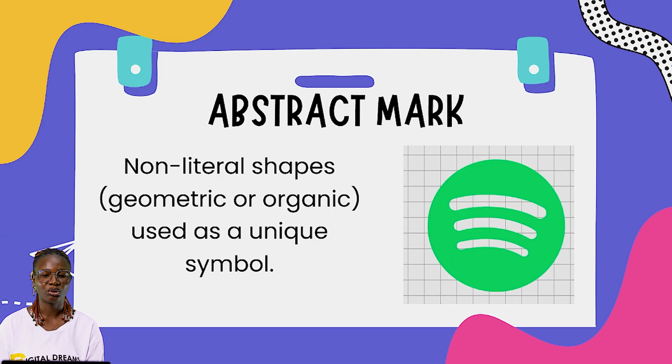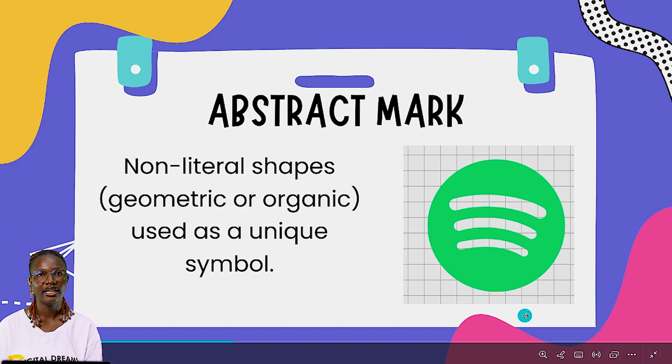So we also have abstract mark. All right, no literal shapes, geometric or organic, used as a unique symbol. So this one is just logos made from abstract shapes. Like now, if you look at this logo, you could see the wavy lines here. Okay, it gave it a unique look. It's just a circle, but with the lines here, it gave it a unique look.